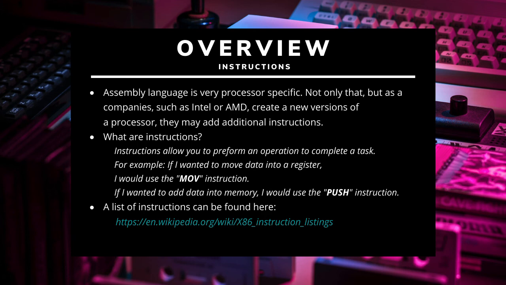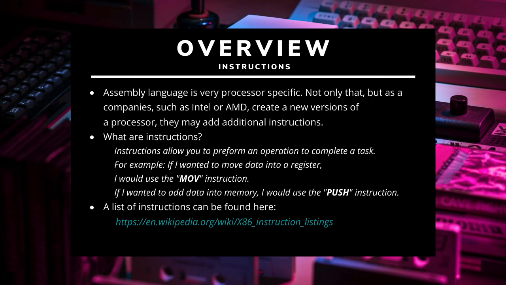So what are instructions? Instructions are something that the manufacturer of the CPU has left for us in order for us to complete operations. So if we wanted to move a value or some data into a register, I would use the MOV instruction, which is short for move. If I wanted to add data into memory, I would use the push instruction. A list of instructions can be found below. This link will also be in the description.